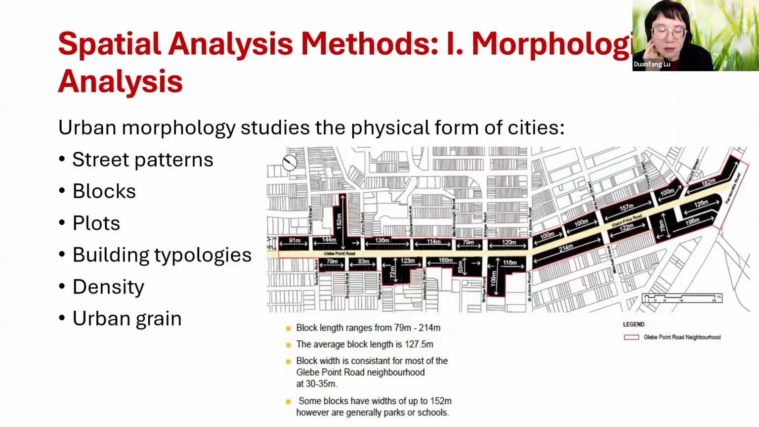Usually you start your research with the physical form of cities or neighborhoods. You study, for example, the size of the blocks, building typologies, as we just mentioned, and density. So in this case, students measure the size of each block, and that becomes a base to define the existing urban grid.